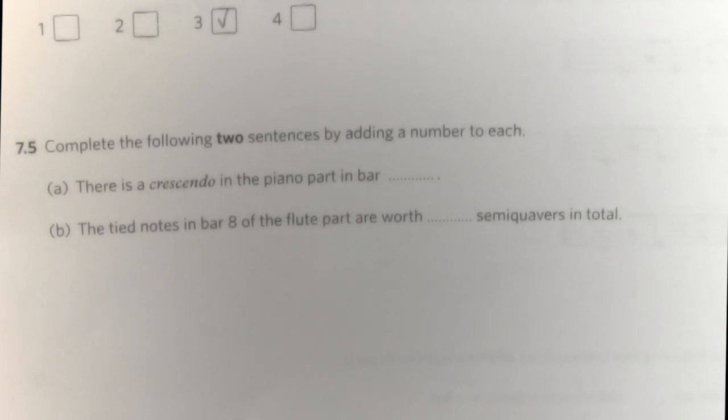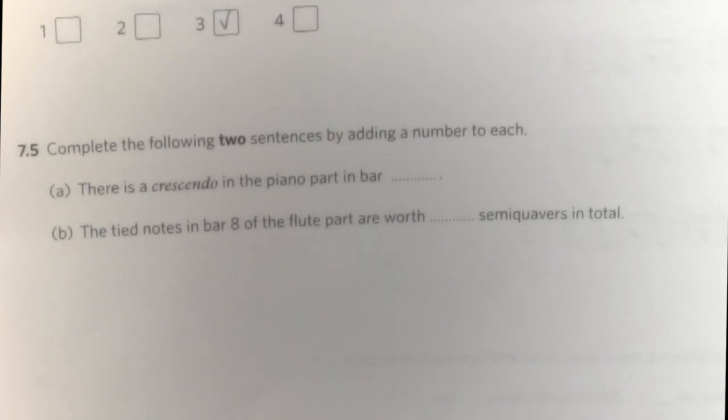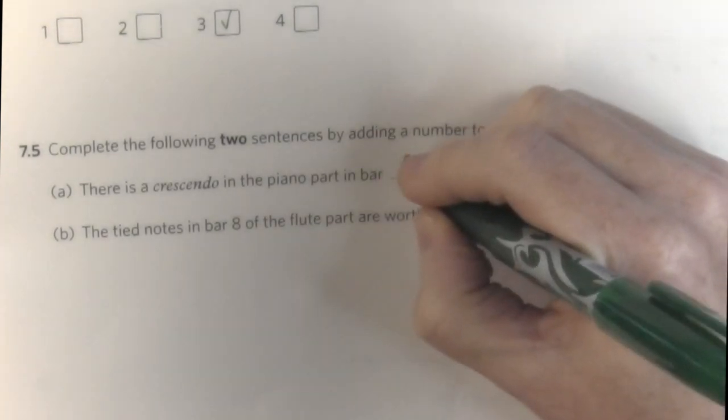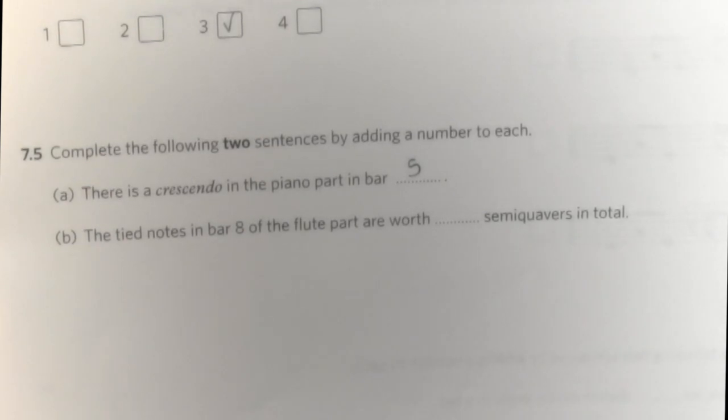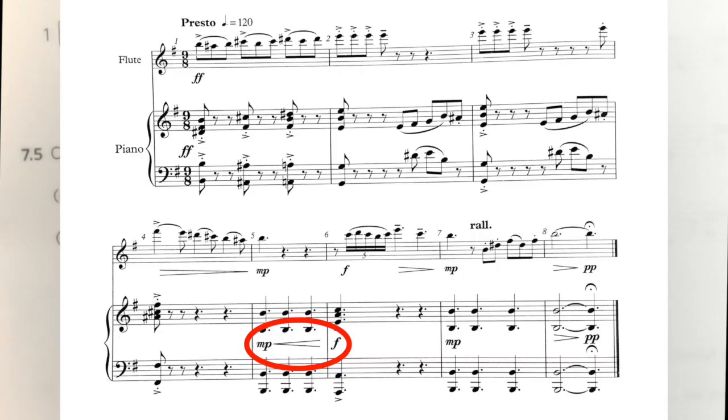And finally, question 5. We need to complete the 2 sentences by adding a number. There is a crescendo in the piano part in bar 5. And this is it.